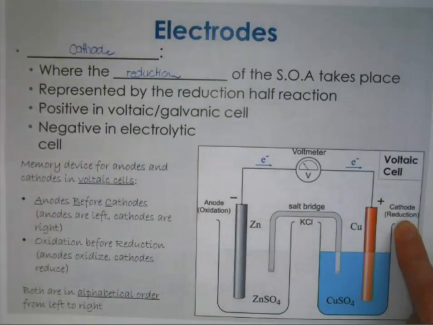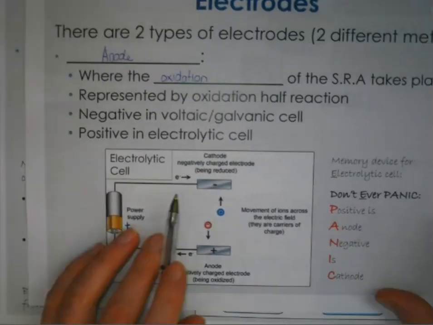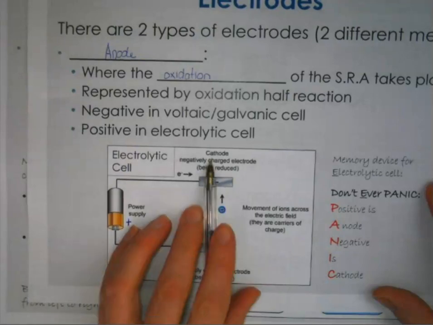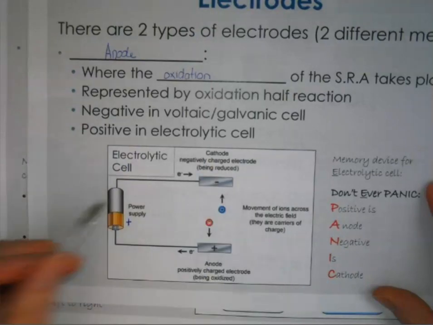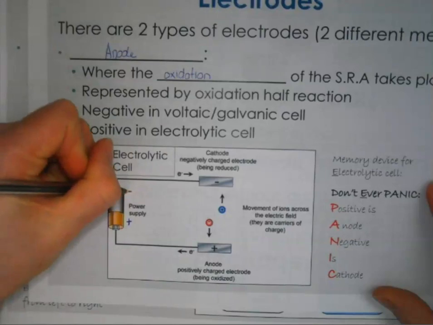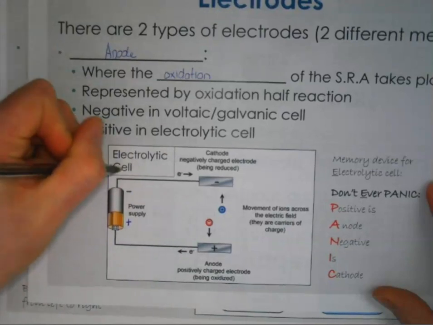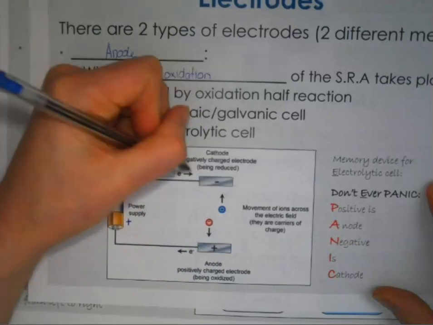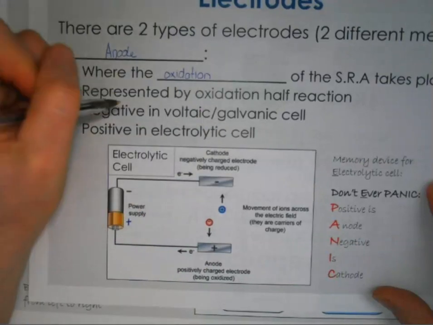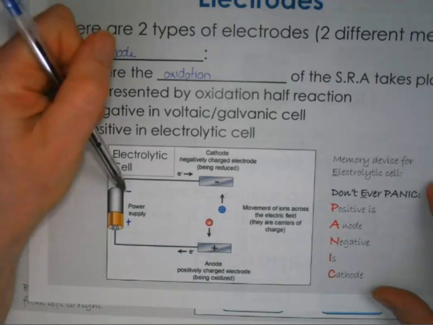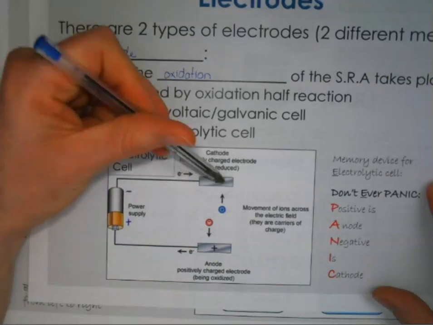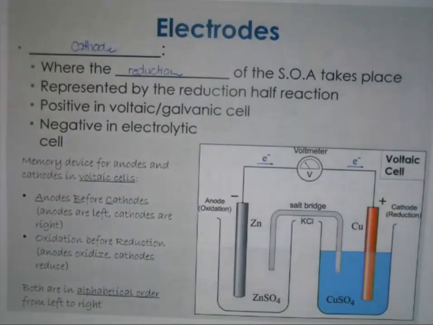The cathode is negative in an electrolytic cell, for the same reason as before: we have this non-spontaneous reaction. In order to force electrons to be accepted for this reduction half reaction, the negative end of our power supply is attached on this side, and the repulsion is going to force the electrons to the cathode, where the reduction is going to happen. And so this negative charge from the power supply is why we label the cathode as negative.